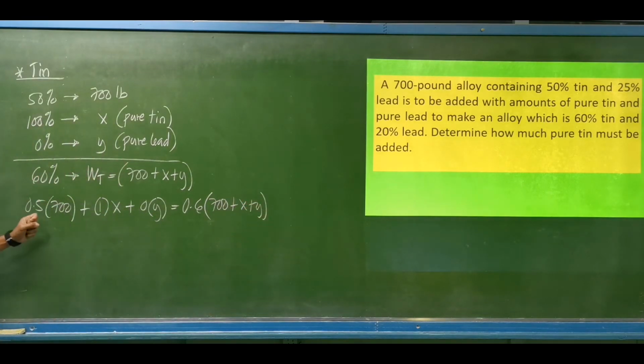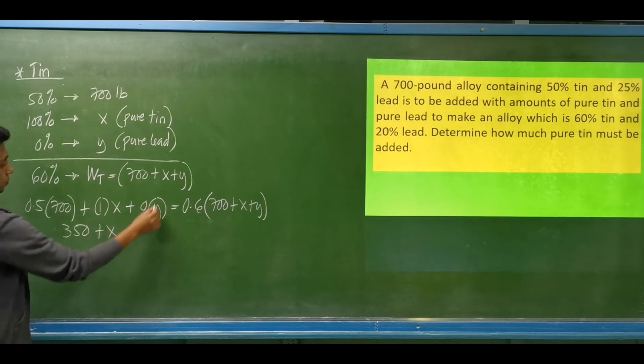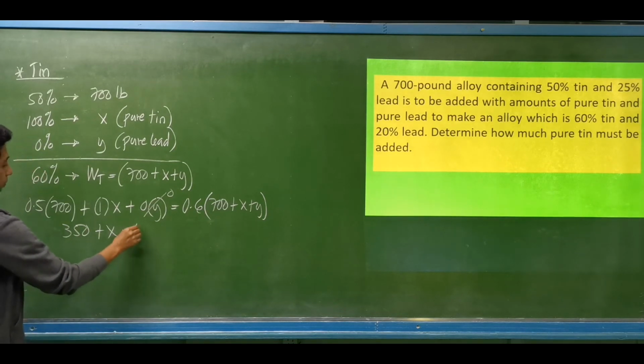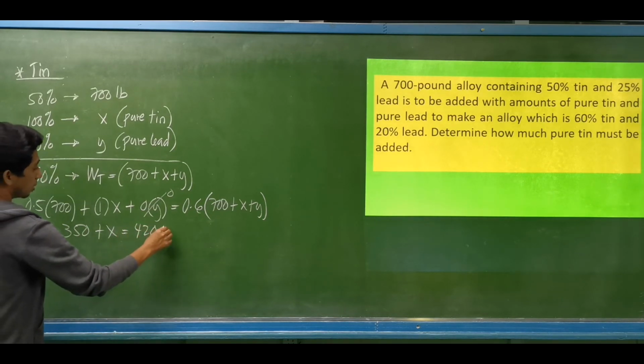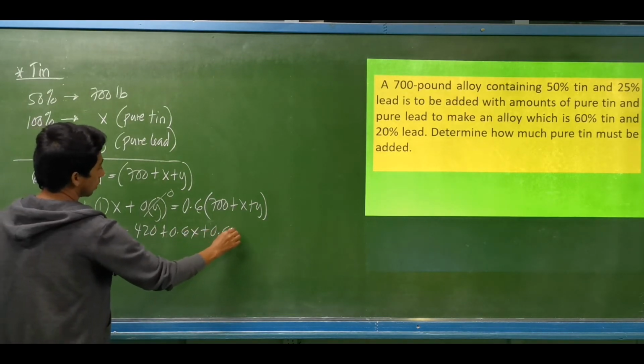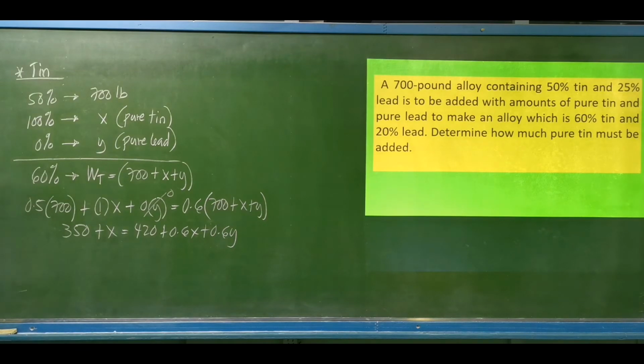So if we simplify, 0.5 of 700 is 350, plus X, and the Y term is now 0. What is 0.6 of 700? That is equal to 420 plus 0.6 of X plus 0.6 of Y. So we may simplify, or we may reverse.